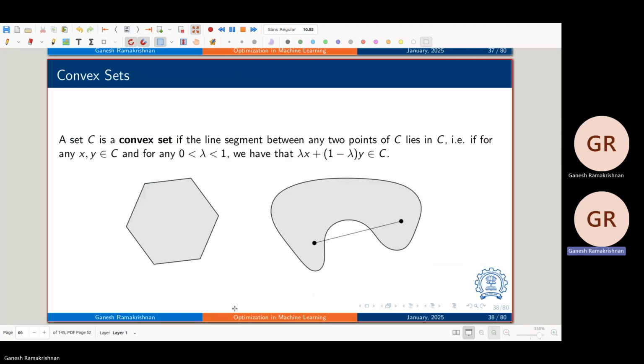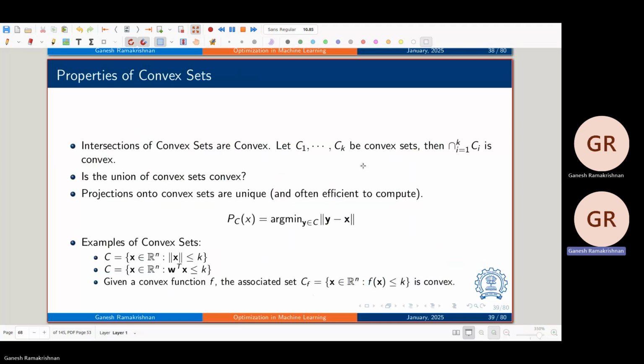Convex sets: any two points, if you join them using a line segment, should belong to the set. So is this a convex set? By definition, no, right? It is not convex because of this segment which goes outside the set. Now it turns out that if you take any two convex sets, the intersection is guaranteed to be convex, but the union need not be convex. So the union of convex sets need not be convex.